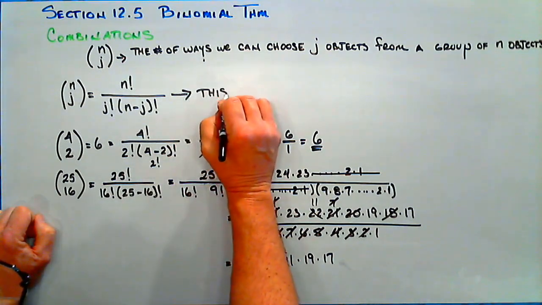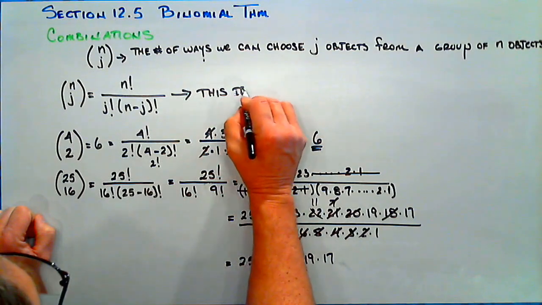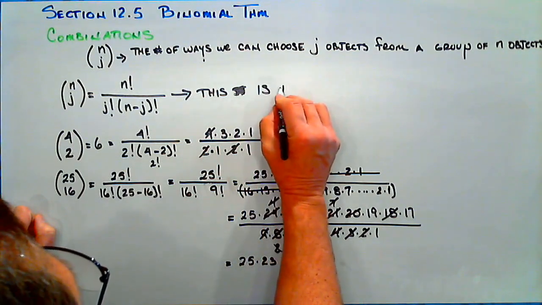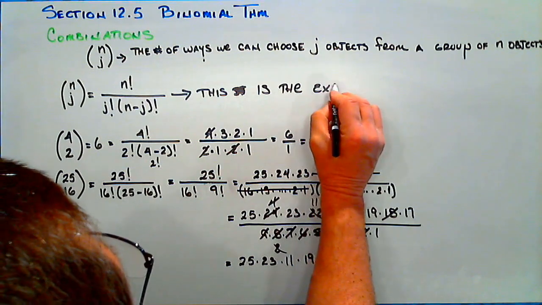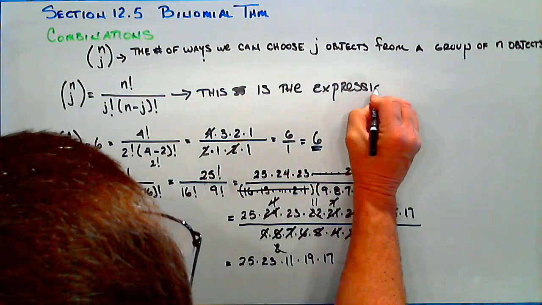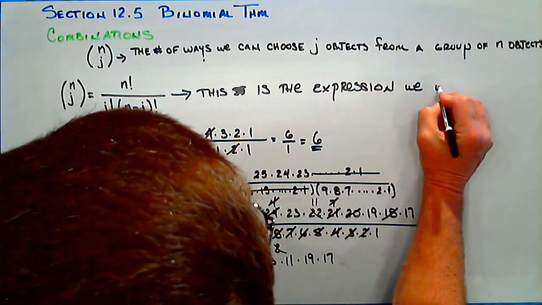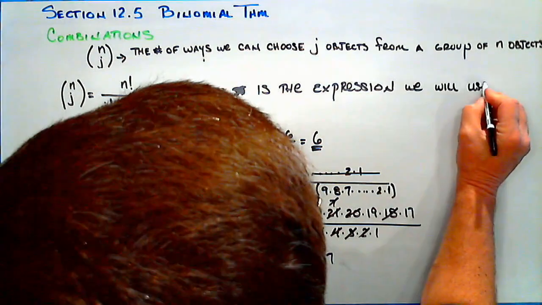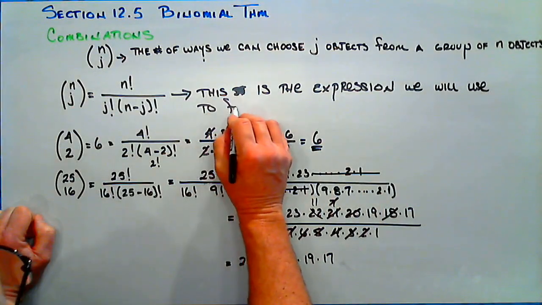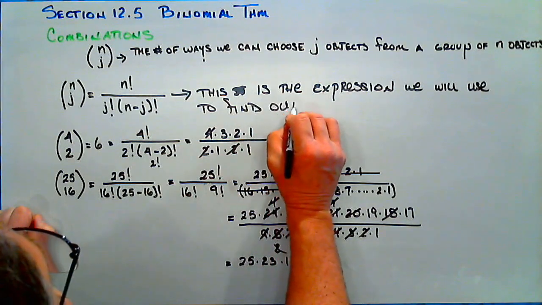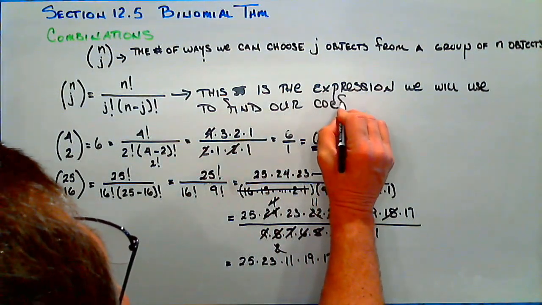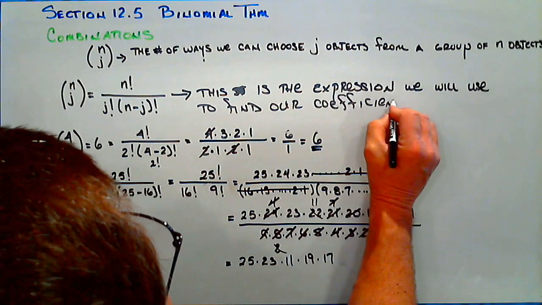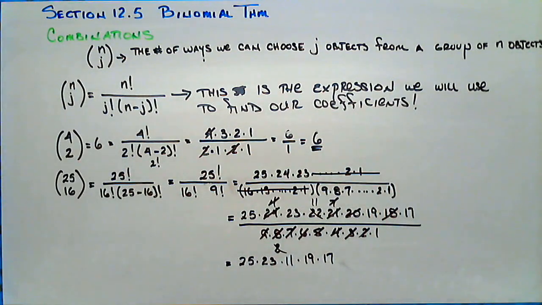This is the expression we will use to find our coefficients. That's it. N choose J. That's going to be the magic expression that allows us to find our coefficients.